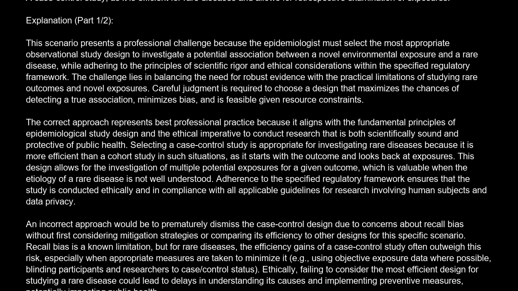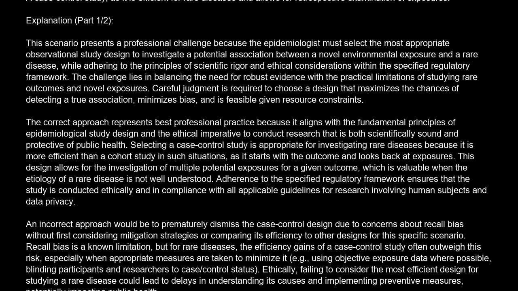Recall bias is a known limitation, but for rare diseases, the efficiency gains of a case control study often outweigh this risk, especially when appropriate measures are taken to minimize it, e.g., using objective exposure data where possible, blinding participants and researchers to case/control status. Ethically, failing to consider the most efficient design for studying a rare disease could lead to delays in understanding its causes and implementing preventive measures, potentially impacting public health.